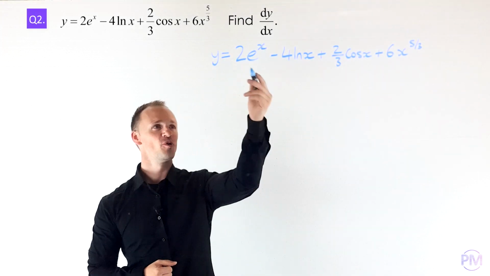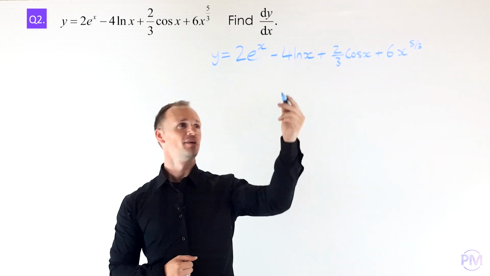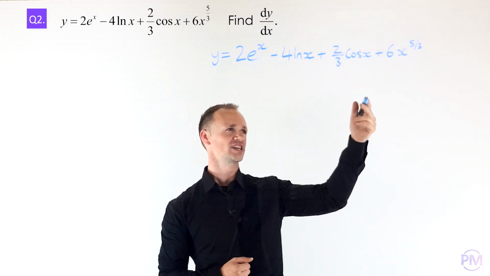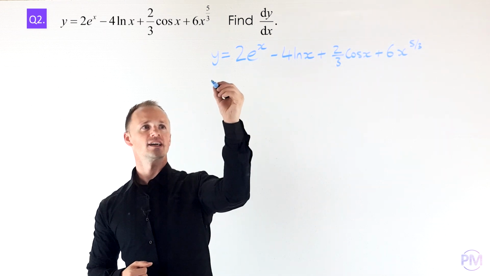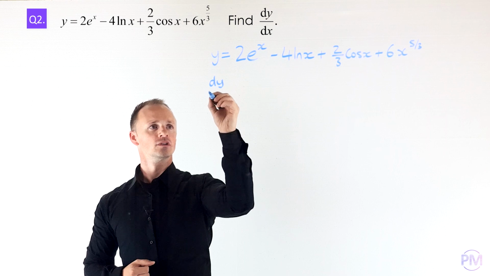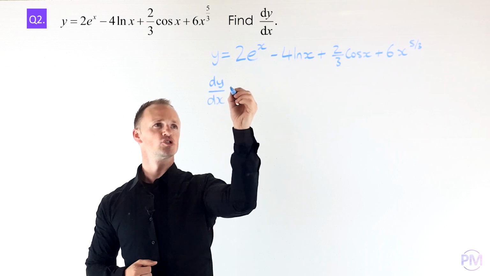In this one, we've got y equals 2e to the x minus 4 log x plus 2/3 cos x plus 6x to the 5 over 3. And we're going to find dy dx. So again, just using standard results here.